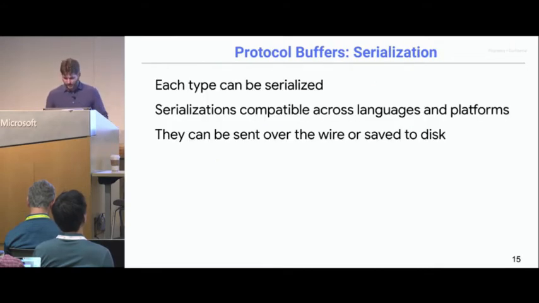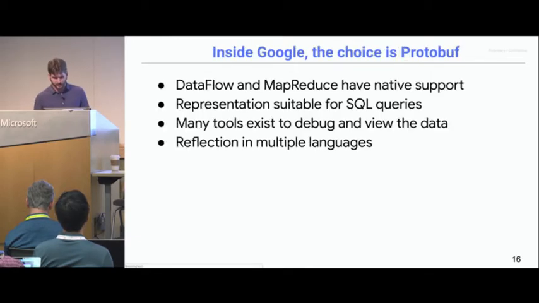So they can be serialized, they're compatible across language, and they can be sent over the wire or saved to disk. So inside Google, protos are what we use for absolutely everything. Every single project from the biggest to the smallest uses protocol buffers as their backing, so there's never really any question about what we were going to use to store our FHIR data.